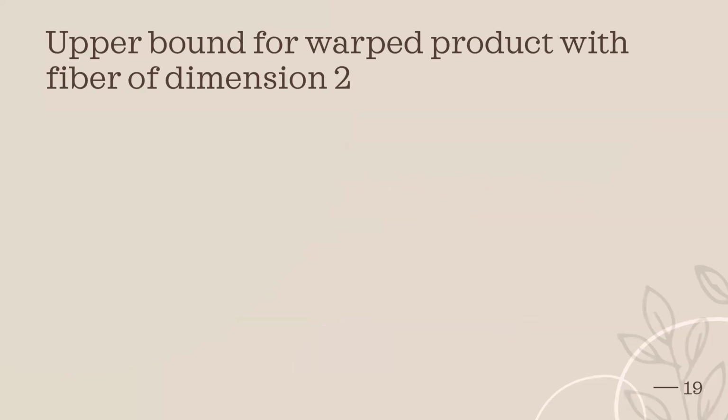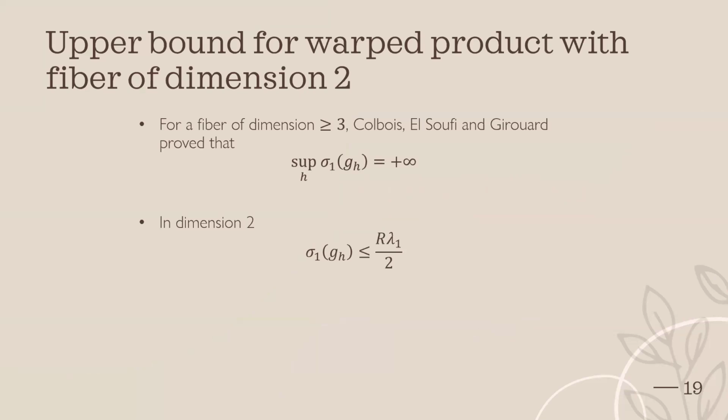So why did we want to find upper bounds for warped products? This is because of the following remarks made by Colbois, Sophie and Girouard in one of their articles. They proved that for a warped product with fiber, so the warped product is omega times sigma, if sigma is of dimension greater than 3, then the first Steklov eigenvalue can be made arbitrarily large. However, they pointed out that if sigma is of dimension 2, then the first Steklov eigenvalue is always bounded above by r times lambda 1 over 2. So here, lambda 1 is the first Laplace eigenvalue of sigma, and r is the length of our interval.